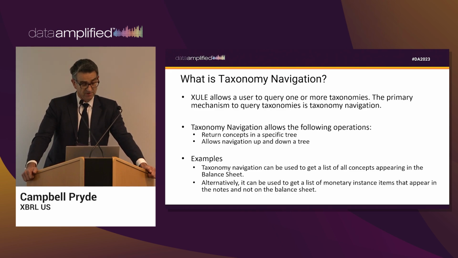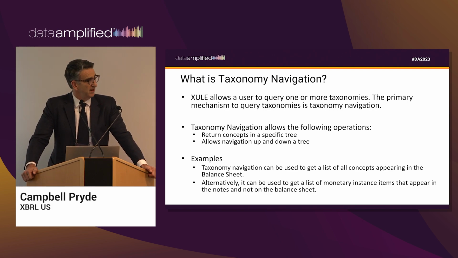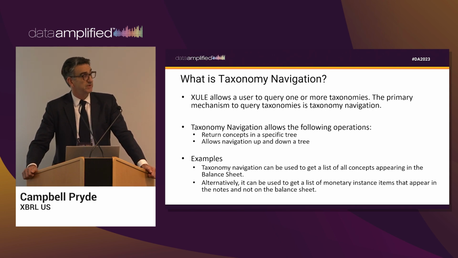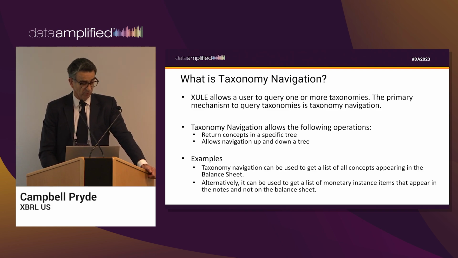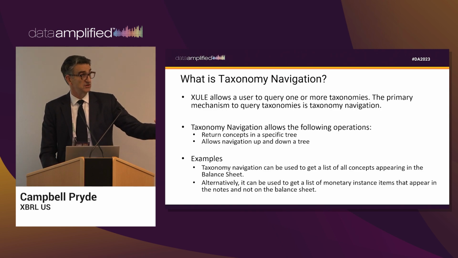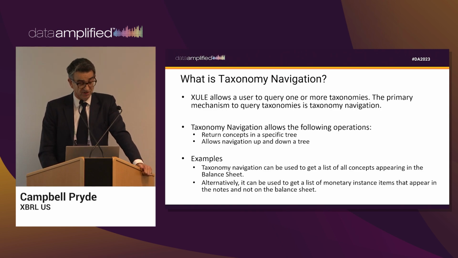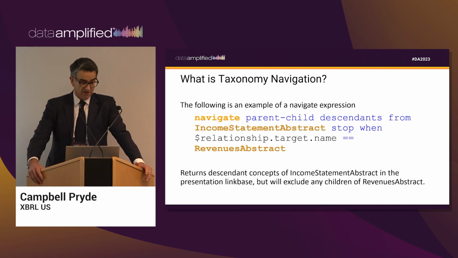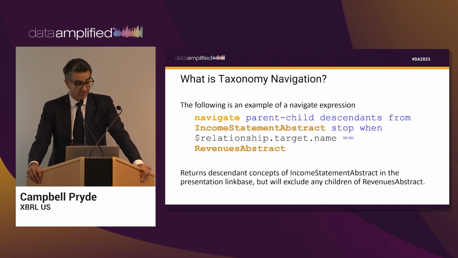And alternatively, it can be used to get a list of monetary instant items that appear in the notes and not on the balance sheet. So you can do that by saying I want to go to this role, and I want to navigate down all of these other roles, pull out all these concepts, and then you can control what properties of the concept you're wanting. So here's an example of this.